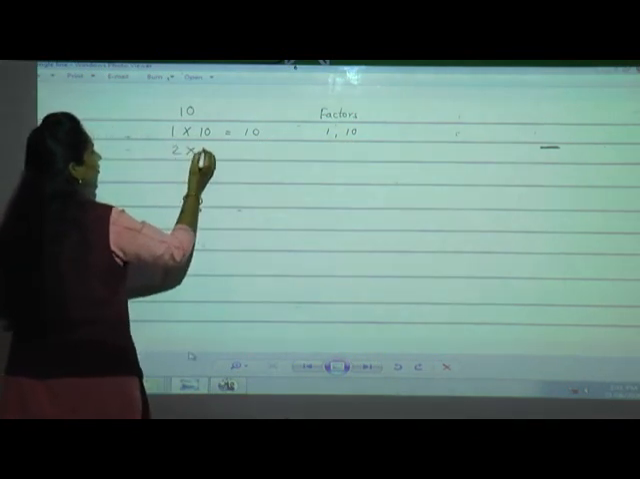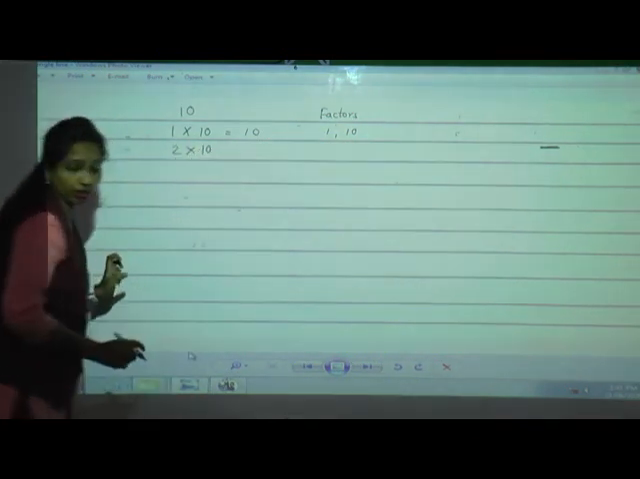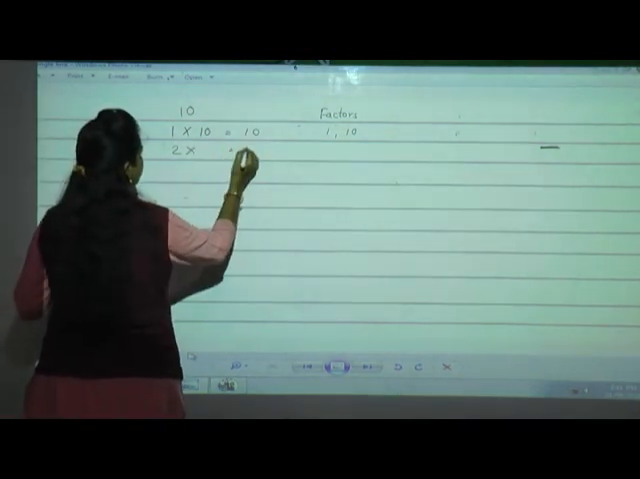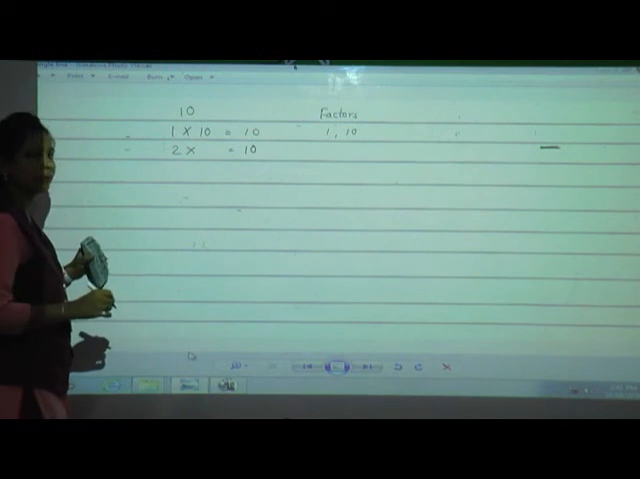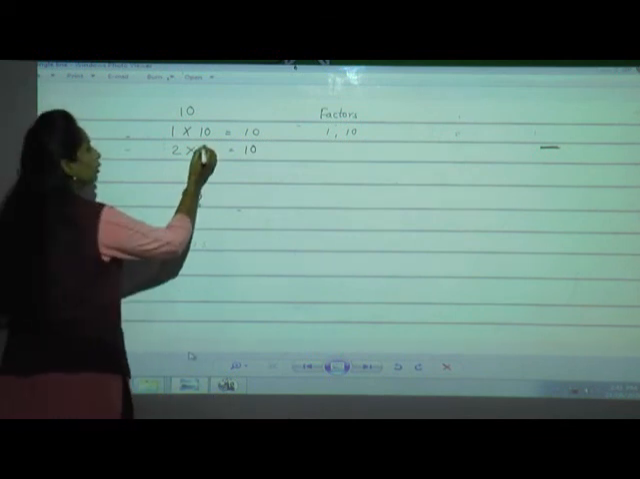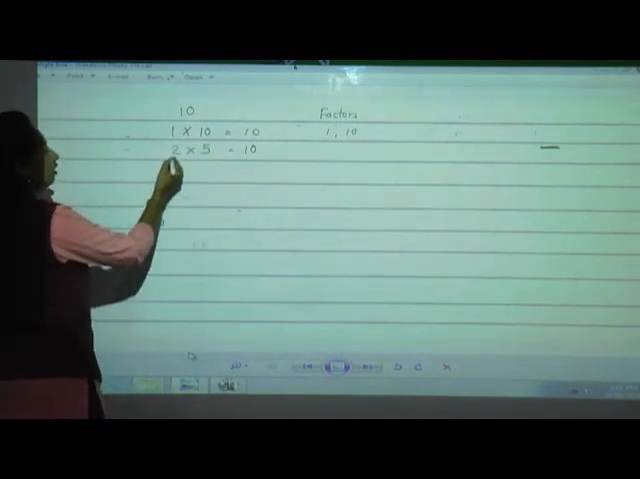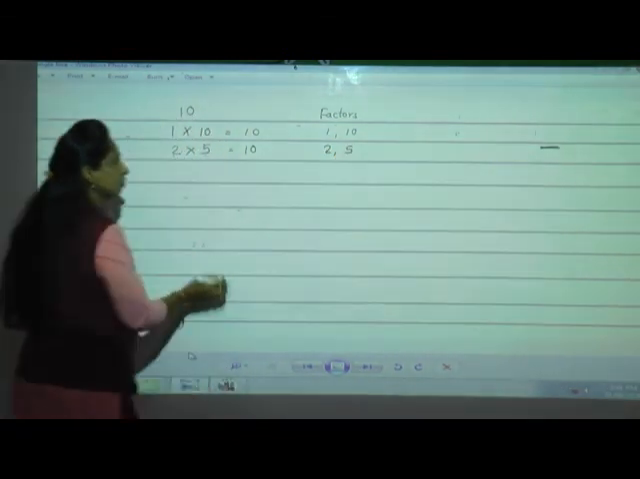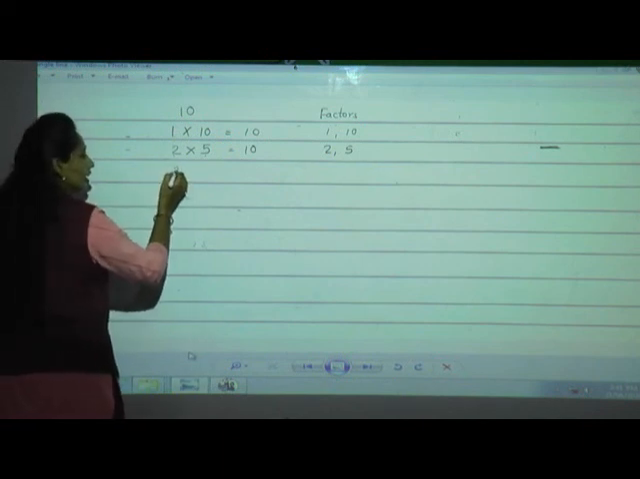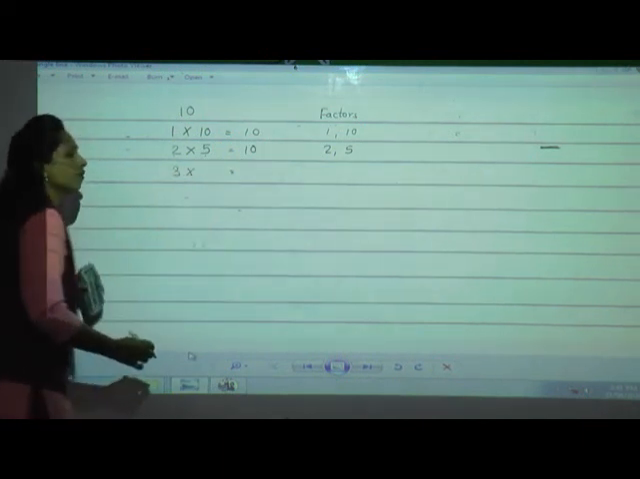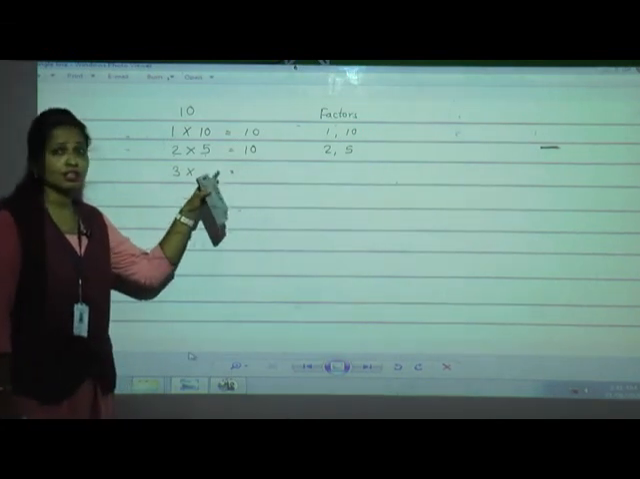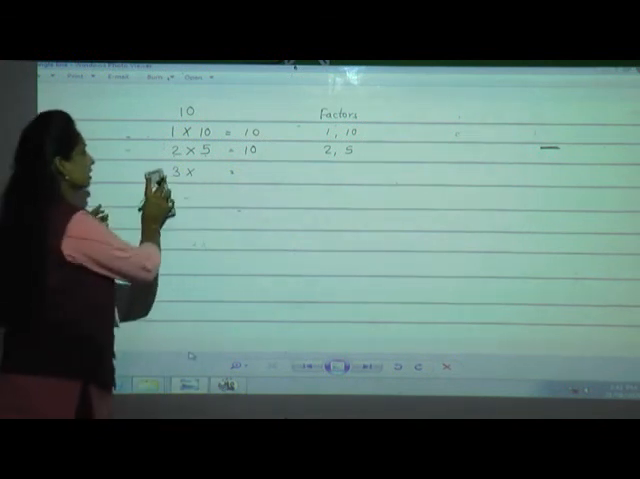Now when I multiply, we should get the product 10, isn't it? Which number can we multiply with 2 to get 10? 2 5s are 10. So here 2 and 5 are the factors of 10. Now after 2 I'll go with 3. Now with 3, which number can we multiply to get 10, students? 3 3s are 9, 3 4s are 12. So we cannot. So we will skip the 3.